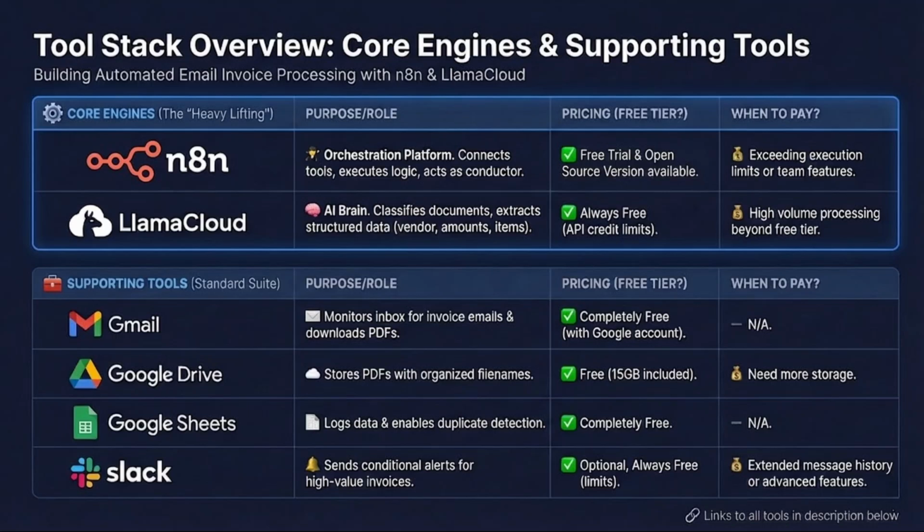For the supporting tools, most of you already have these. Gmail monitors your inbox for invoice emails, and we download the PDF attachments from there. Then we have Google Drive, where we store the PDFs, and Google Sheets logs all the extracted data and enables our duplication detection. Now, also, that's completely free. So, as you can see in the table, you can build and test this entire workflow without paying anything. You only need to pay if you're scaling up or need advanced features. We also have added Slack as an optional tool through which you can send notifications for high value invoices. And the Slack setup is also completely free.